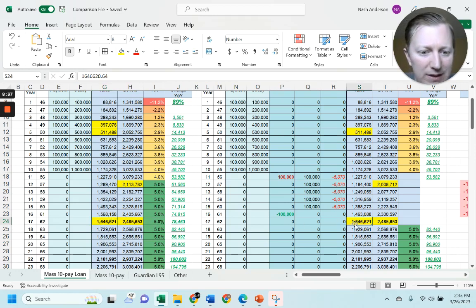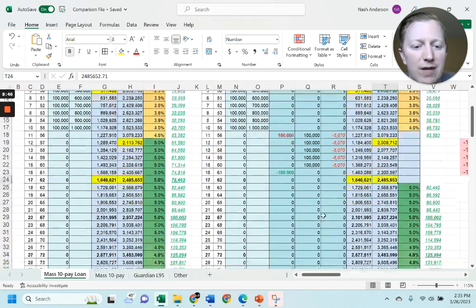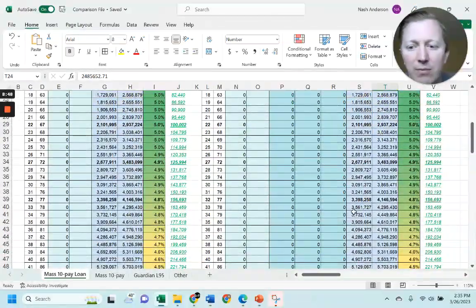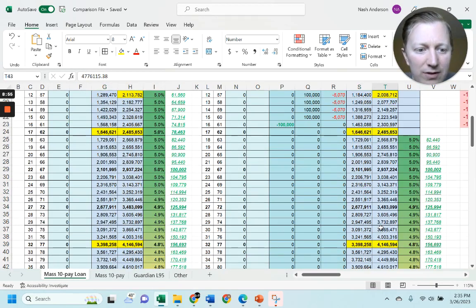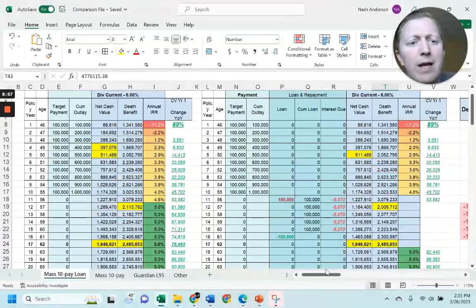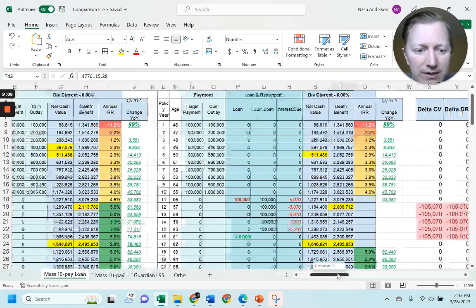1,646,621. 1,646,621. 2,485,653. 2,485,653. Identical values, and it continues to be and perform identically. We can do a spot check out here. Age 77, identical numbers. So with a non-direct recognition company, when you take a loan and you pay it back in full, the policy is going to continue as if you hadn't touched the money in the first place.